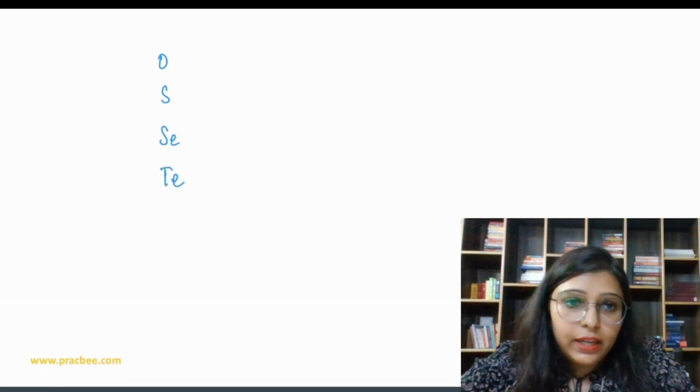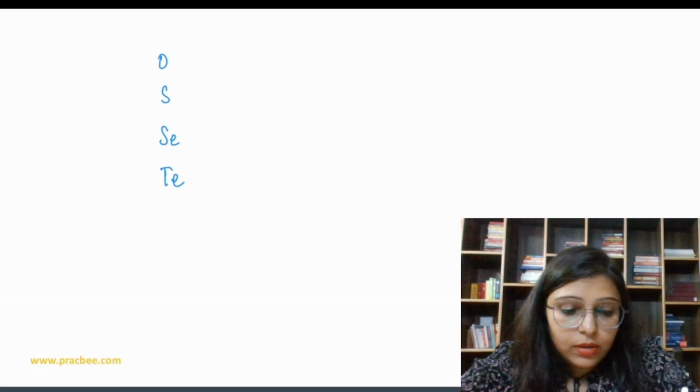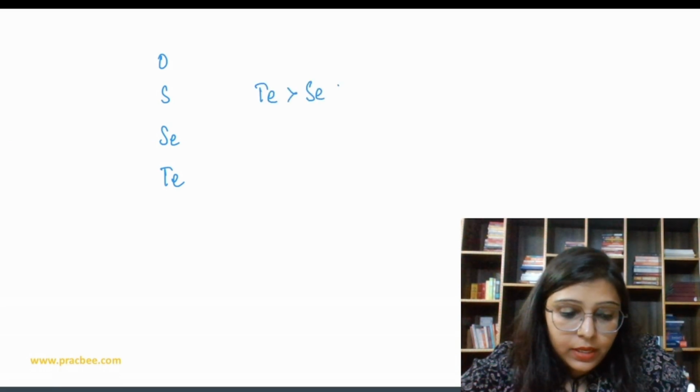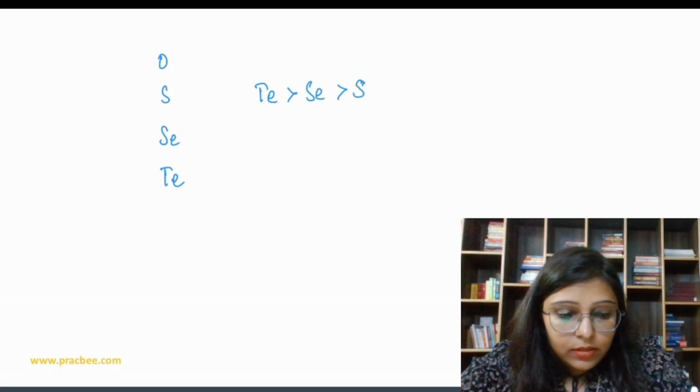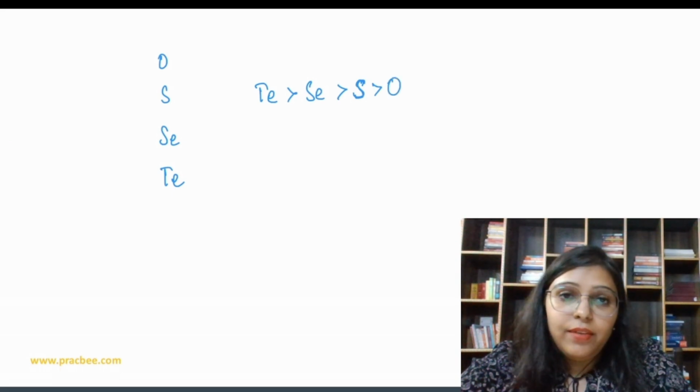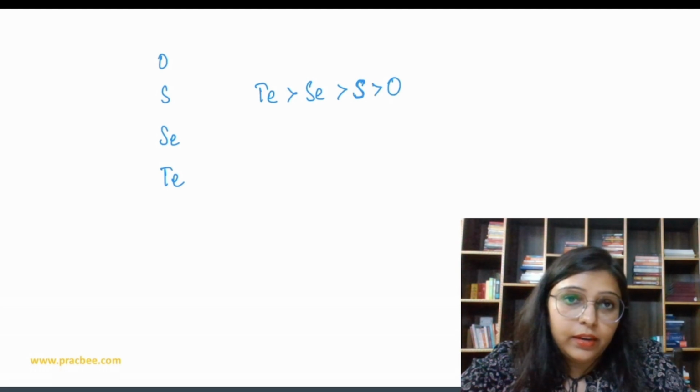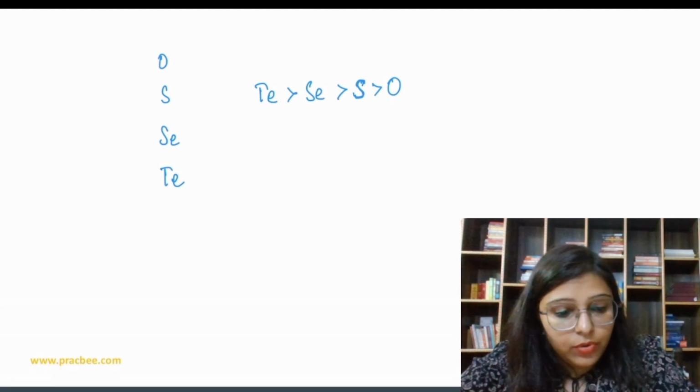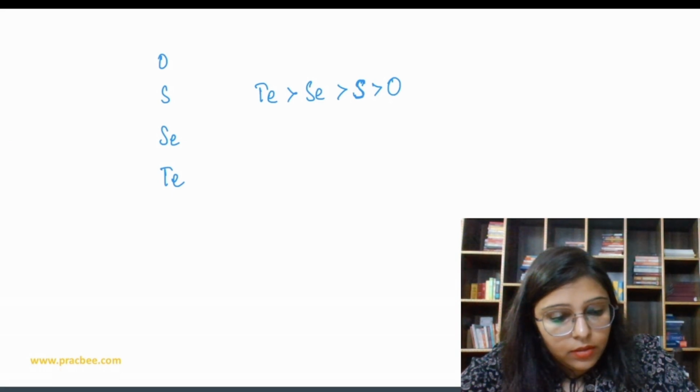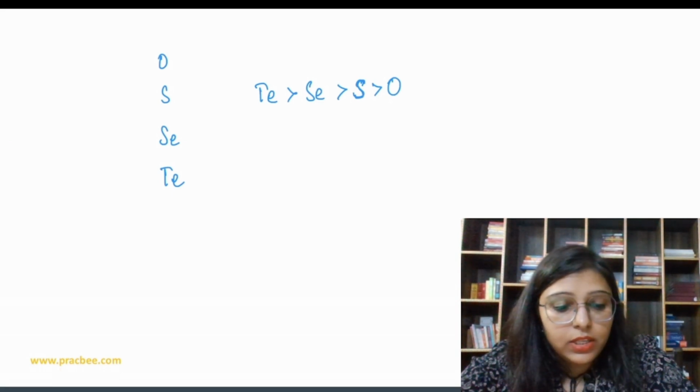Why is it true? Take oxygen, sulfur, selenium, tellurium, right? If we talk about these elements, the highest is for tellurium, then we have selenium, then sulfur, and then oxygen. That is the least negative. So least is for oxygen. Why is it least for oxygen?